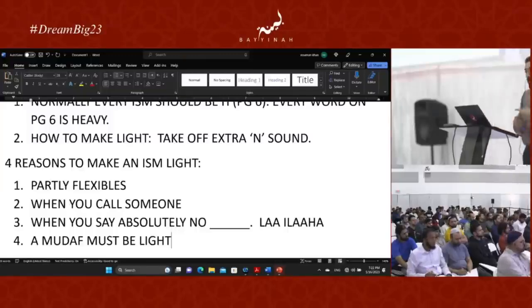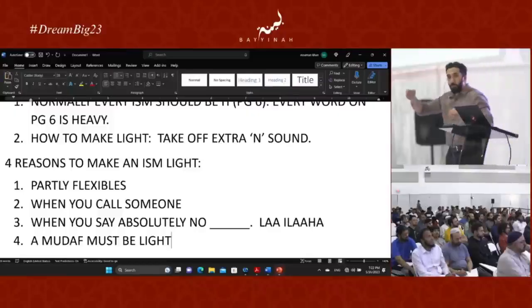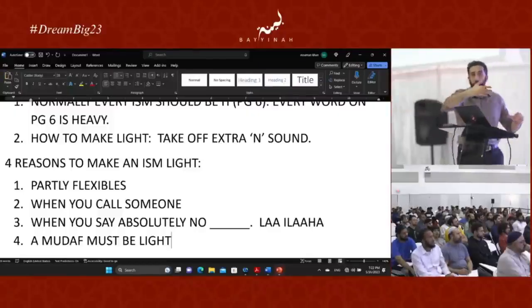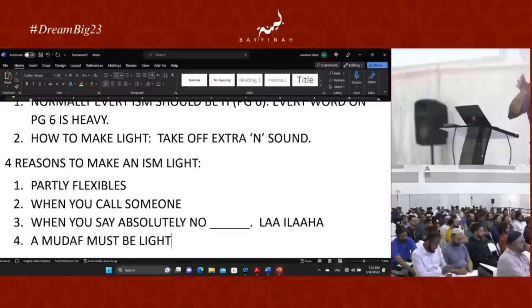Okay. Now you know the 4 reasons why a word should be light. So if it's an ism, because there are 3 kinds of words in Arabic. What are the 3 kinds of words in Arabic? Ism, fi'l, and harf. You're reading the Fatiha. Every word, before you decide to figure out what to do with that word, you have to first decide, am I looking at an ism? Am I looking at a fi'l? Or am I looking at a harf?